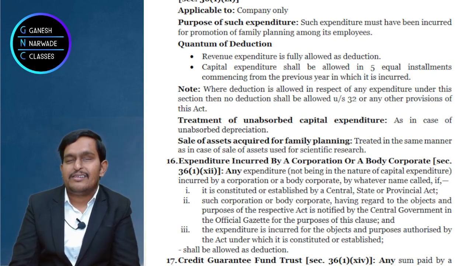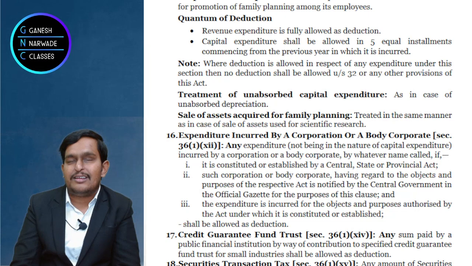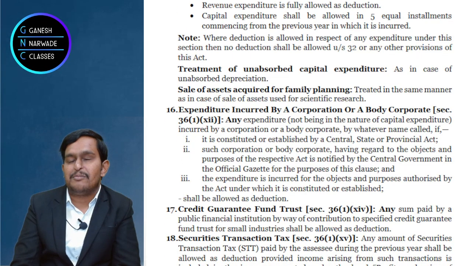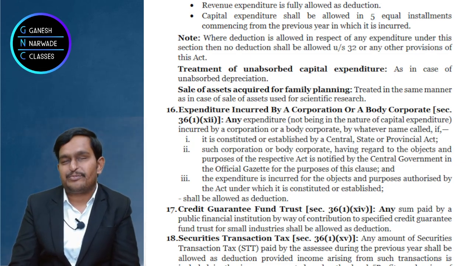You remember that your sale consideration or cost of the asset, whichever is lower, becomes your business income. And I said anything more than original cost will become capital gain. Same thing will apply here. Okay, you understood family planning expenditure.